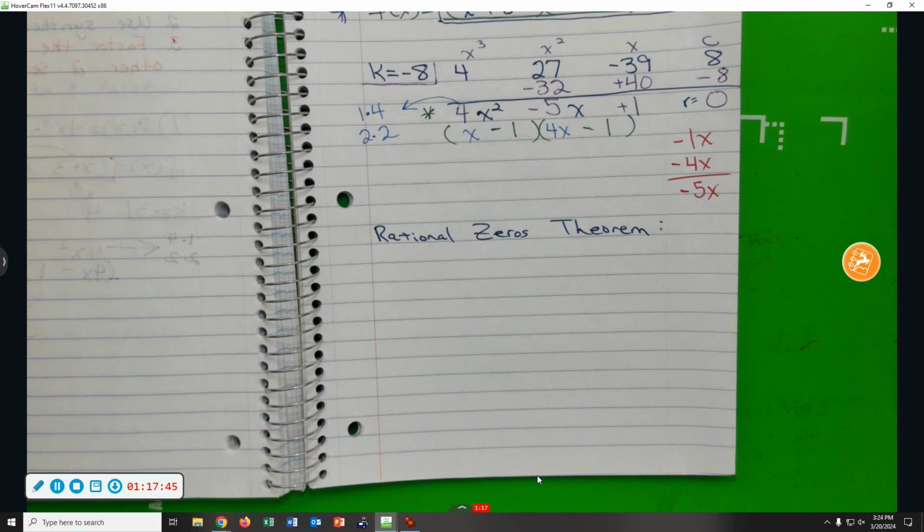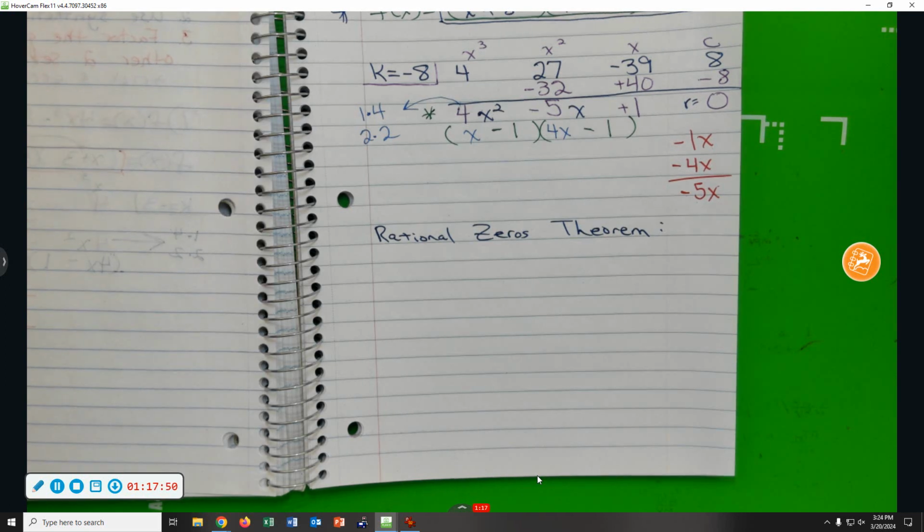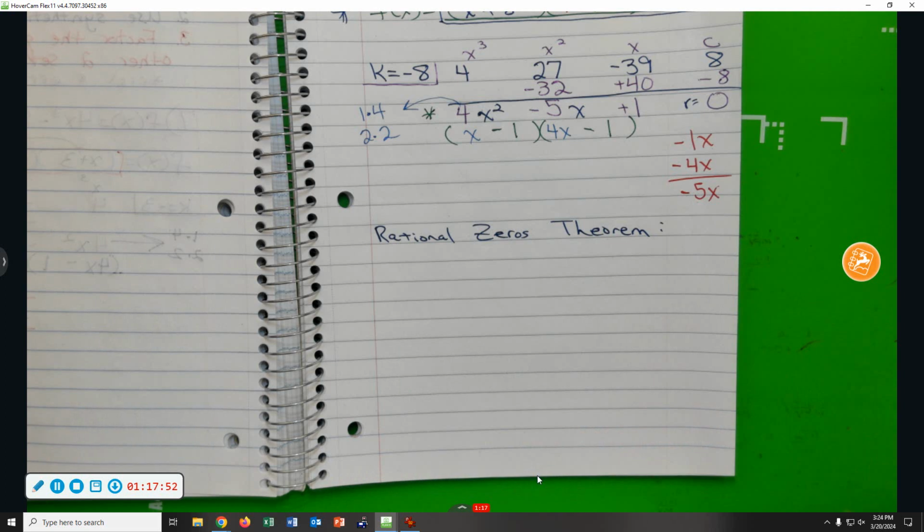It gives you a list of usually no more than 20 possibilities. And if you needed to find one, you'd come up with that finite list of numbers, then get started. Do I plug in 1? Does that make it equal 0? If so, great, use synthetic division. If not, go on to negative 1. Just go through the list until you find one of those numbers that makes the thing equal 0.